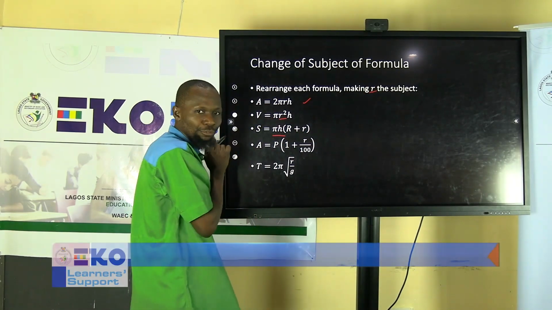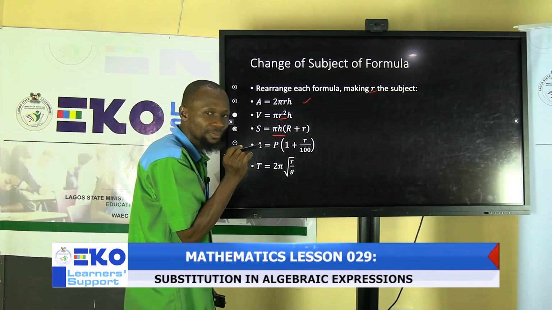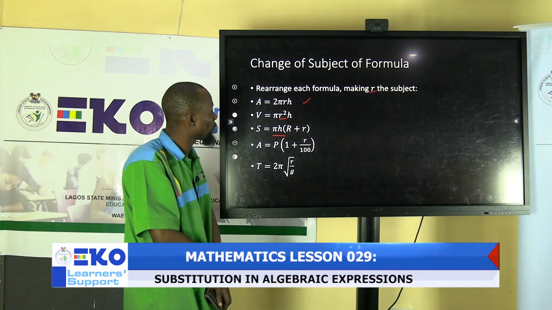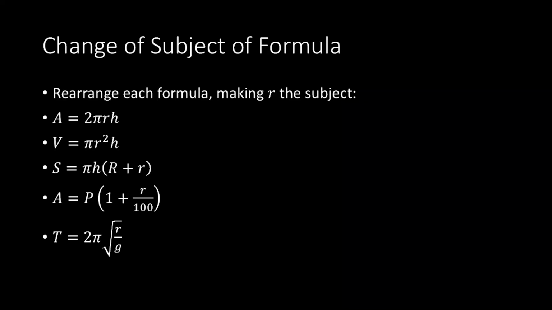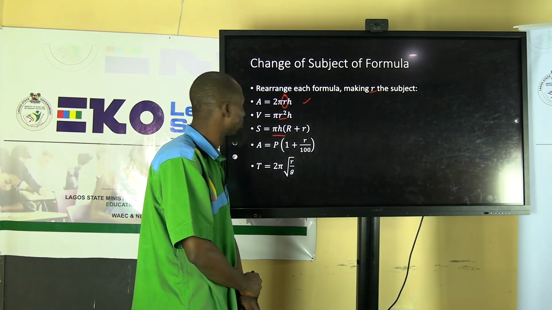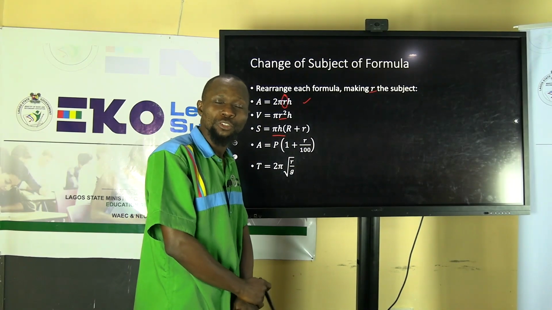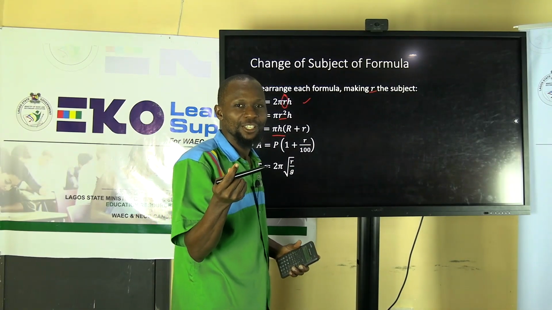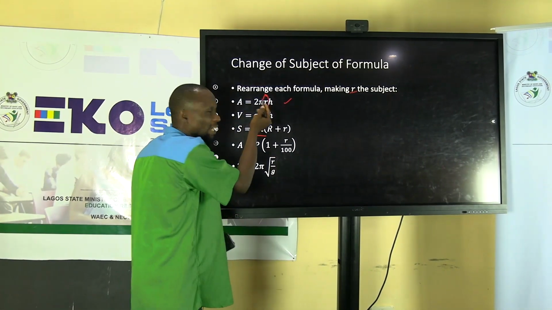Now, let's just look at one or two, then I leave you to the rest. Okay, so this is A equals 2 pi RH. We want to make R the subject of the formula. How do we make R the subject of formula? It means you also use the term isolate. Meaning we want to isolate R.